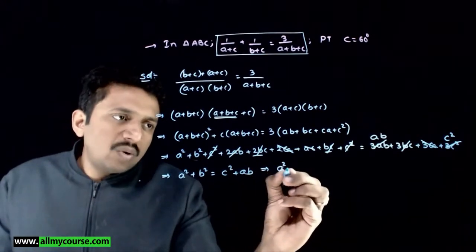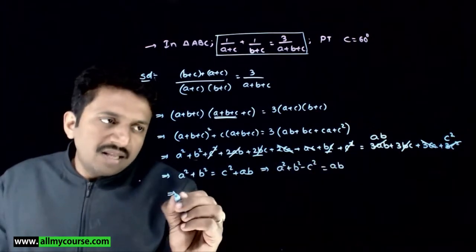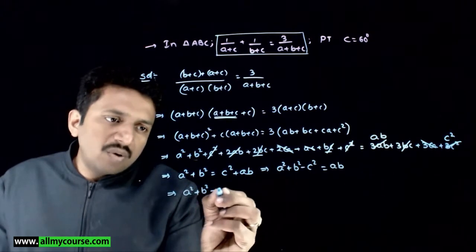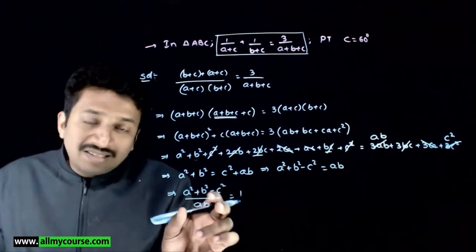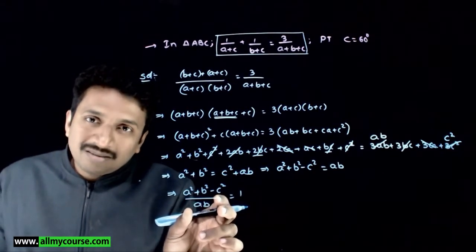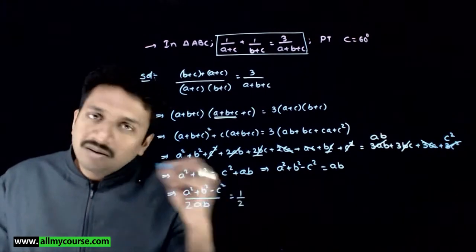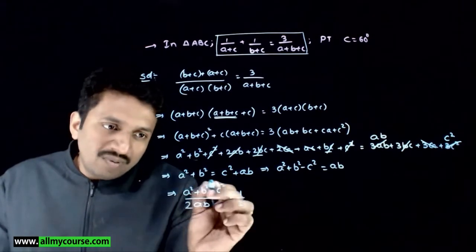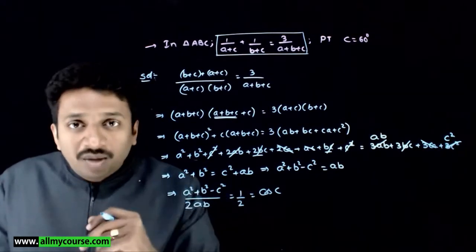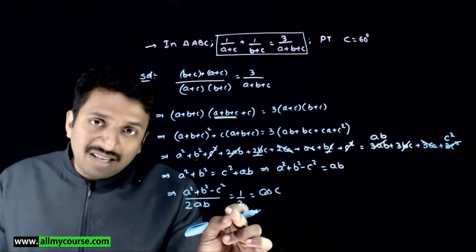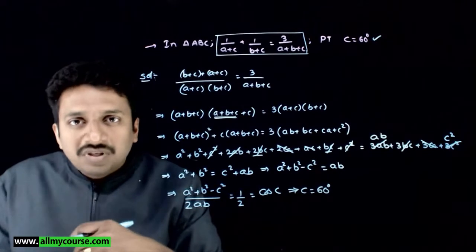This implies A square plus B square minus C square is equal to AB. And this implies A square plus B square minus C square by AB is equal to 1. Does this formula remind you of some rule? Yes, this looks like cosine rule for angle C. So you have an extra 2 here, so I am multiplying and dividing with 2. This is nothing but cos of C, right? A square plus B square minus C square by 2AB is cos of C. And that is equal to half. This implies C is equal to 60 degrees. Hence the proposition is proved.